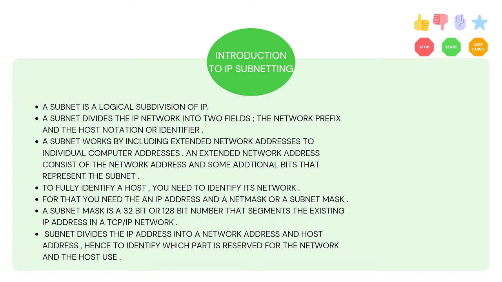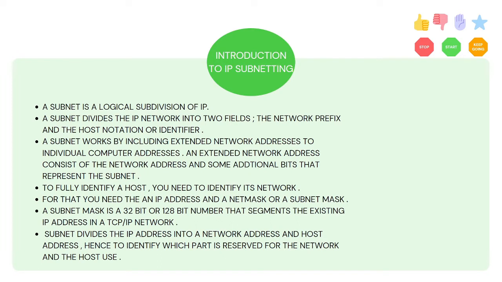So what is a subnet mask? A subnet mask is a 32-bit or 128-bit number that segments the existing IP address in a TCP/IP network. The last point is that a subnet divides the IP address into a network address and host address, hence to identify which part is reserved for the network and the host use.